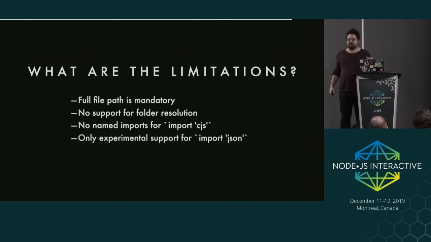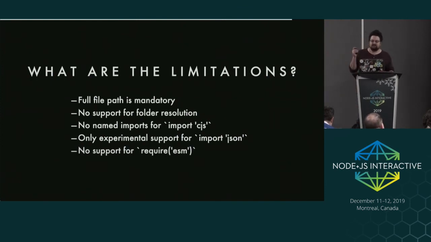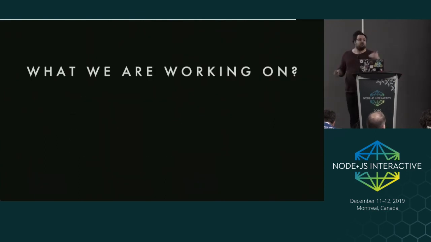There's only experimental support for importing JSON. You need to include a flag. We are working on standardizing that upstream, so that's some stuff that we are still working on. And there's no support for requiring of ESM. This is not something that is easily accomplishable. There are members of the team who are exploring the space and actively interested in making it work, but it is a bit of an uphill battle, because moving from a synchronous system to an asynchronous system and back to a synchronous system creates something known as zebra striping, which you can Google and you won't find any information on, but it's Zalgo.